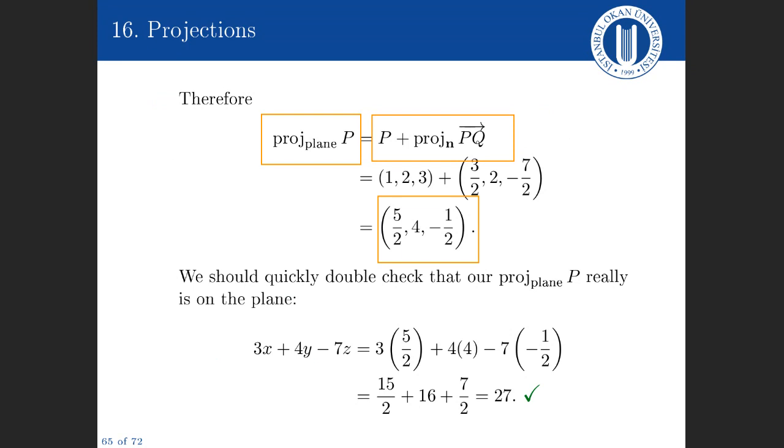The projection of P onto the plane is 5 over 2, 4, minus a half. Being deliberately quick at this point because this is the same idea as we've talked about earlier. A quick double check to see if there are no mistakes: is this point really on the plane? Put the numbers 5 over 2, 4, minus a half into the equation for the plane and check that we get 27. Yes, so this point really is on the plane.